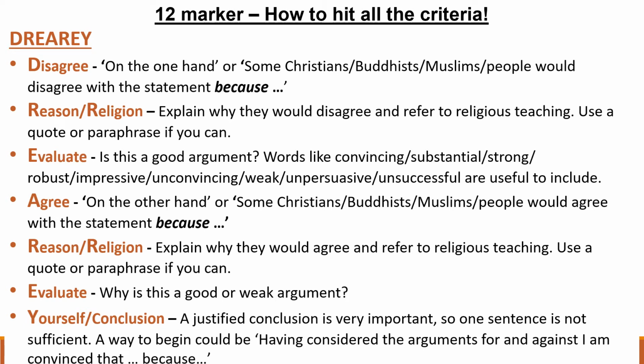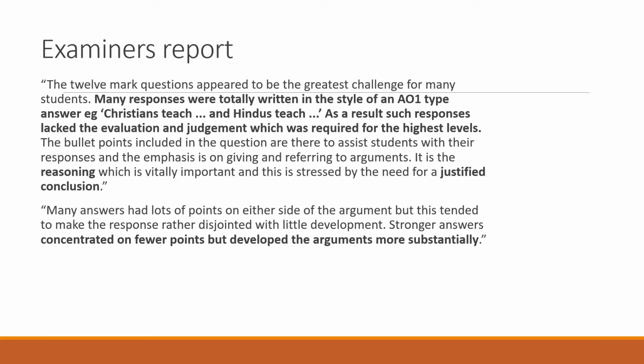And after you do that, 2 paragraphs would be done. So the first 3 bullet points would be in 1 paragraph. The next 3 would be another paragraph. And the last bullet point would be its whole paragraph by itself. It would be your conclusion, the justified conclusion. So overall, having evaluated both sides of the argument, I disagree or agree with the statement because, and explain it and justify your conclusion.